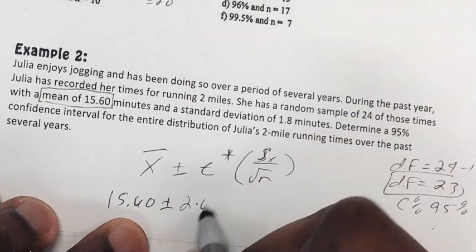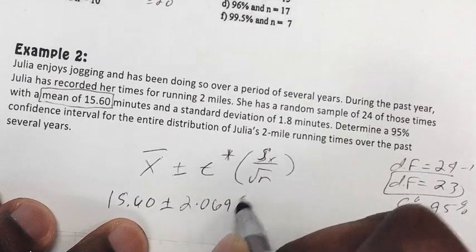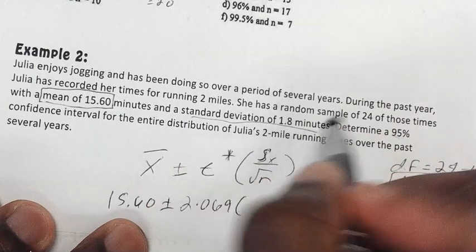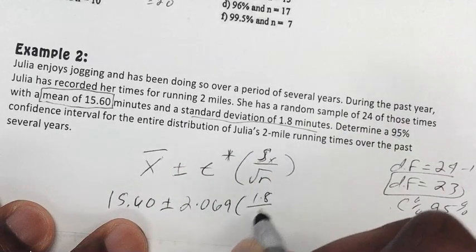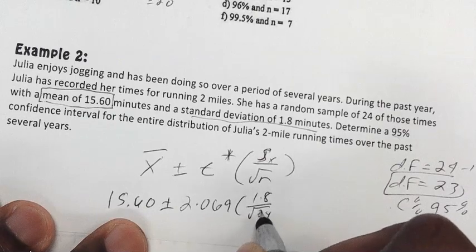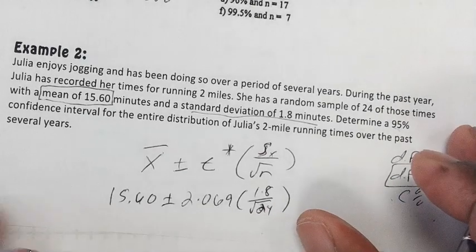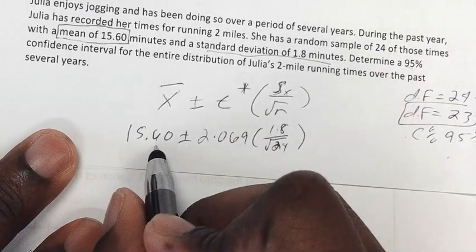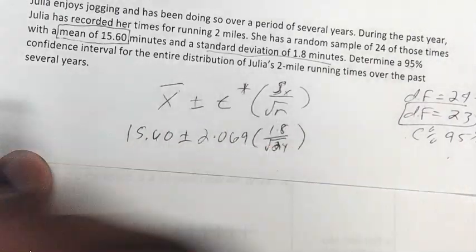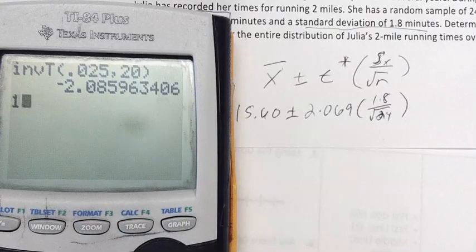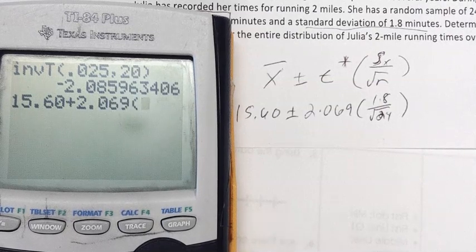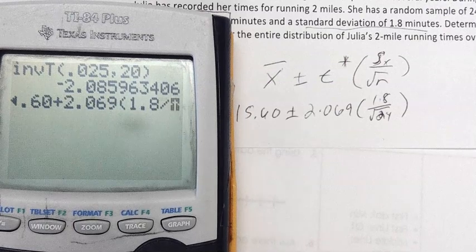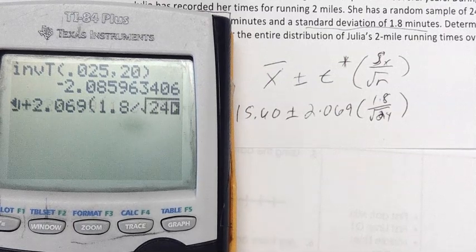So 2.069. We know our sample standard deviation. That number is 1.8 divided by the square root of 24. All right, and we actually found that confidence level. I would just plug this in the calculator. 15.60 plus this, and then subtract that. So let me do that now. So I'm plugging in 15.60 plus 2.069 times 1.8 divided by the square root of 24.